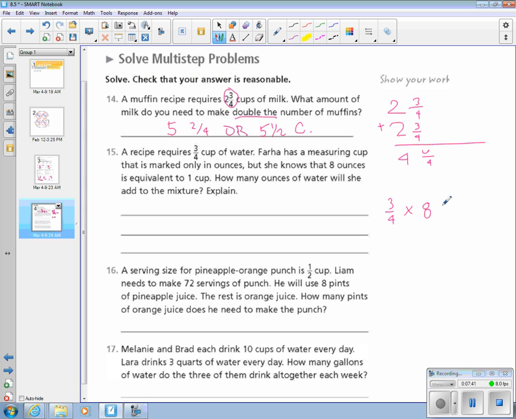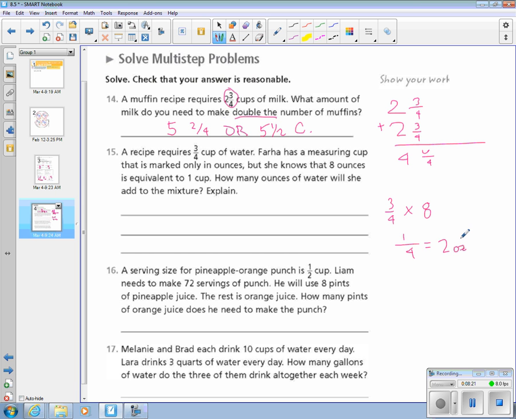So, since it doesn't say, we need to know why. She needs 3/4 cups, and she only has an 8-ounce cup. She needs to know what 3/4 of that cup is. So, in this case, of means multiplication. So what we're going to do is divide 8 into 4 equal parts. So we have 4 equal parts, and that equals 2 ounces.